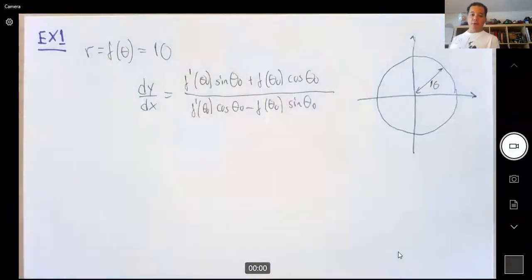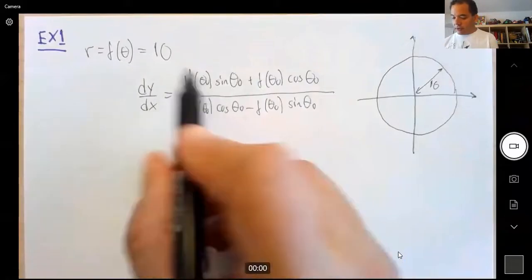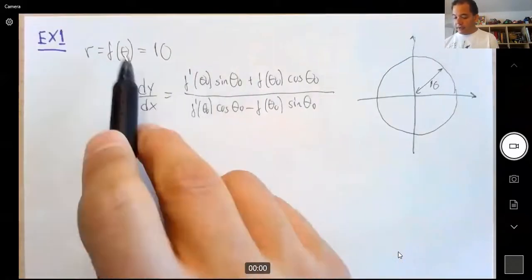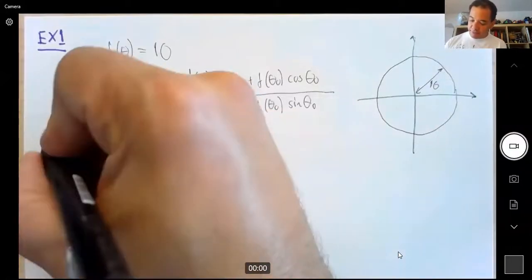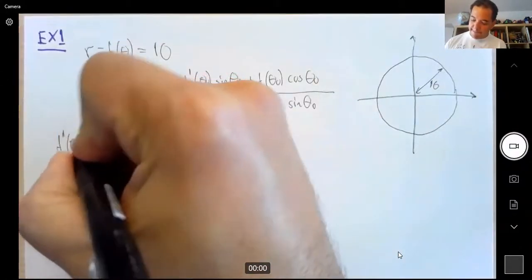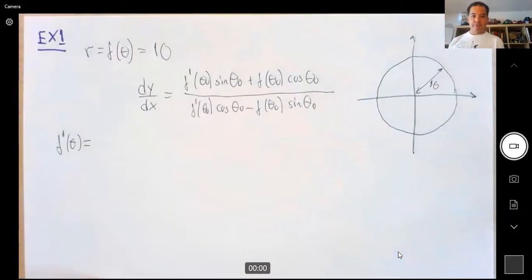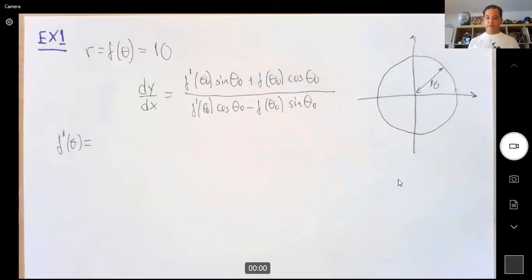And this is the formula we deduced. So all we need to do is figure out what is the derivative, right? So in this case, f of theta is 10. So what is f prime? What is the derivative? 0. Yeah, 0, right? It's just a constant. Thank you. The derivative is 0.